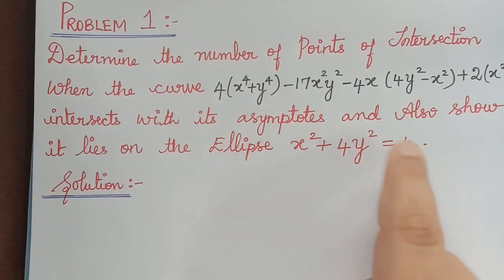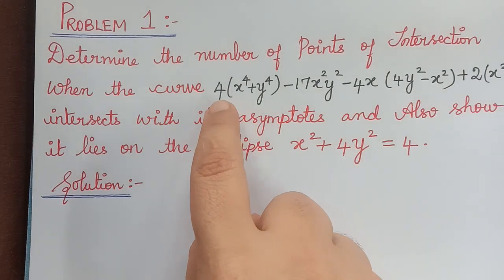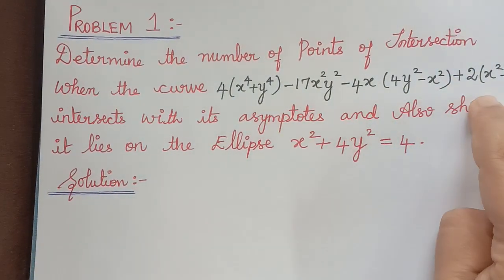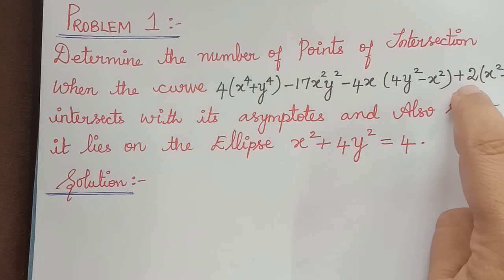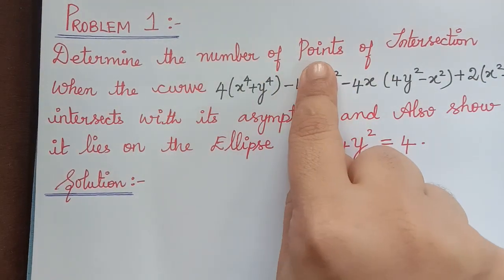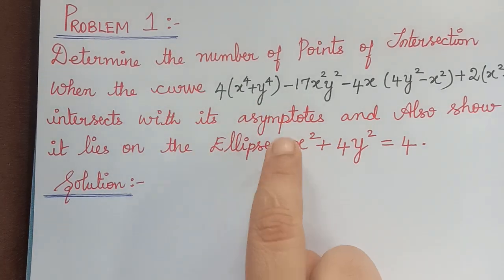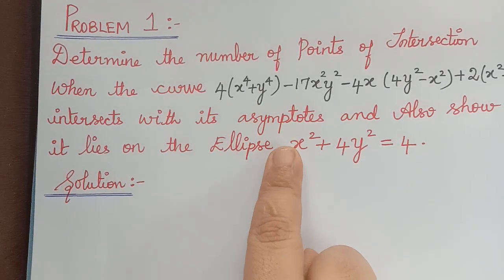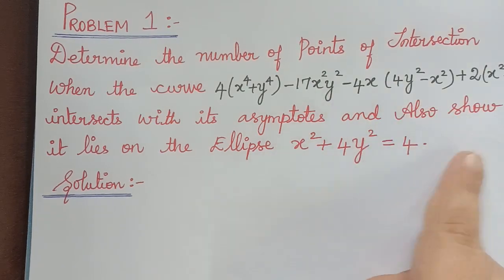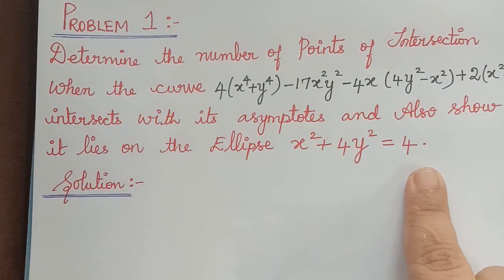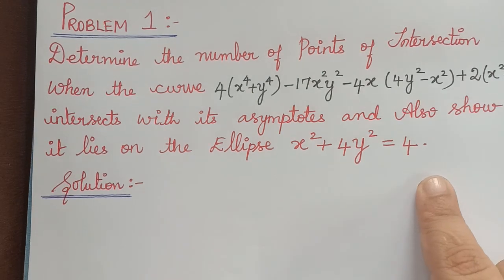So now we have to first of all find the asymptotes of the given curve. And after finding the asymptotes, we have to find the number of points of intersection of the curve when it intersects with its asymptotes. And after doing so, we should also show that those points lie on this ellipse. So let us see how to solve this problem.